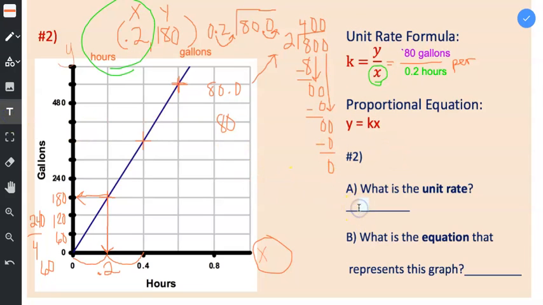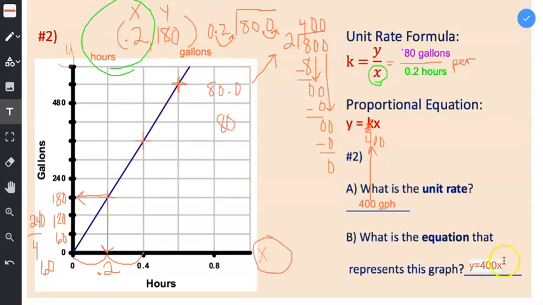So I come down to part A that says what is the unit rate, and I type in 900, G for gallons, P for per, and then H for hours. 900 gallons per hour. And then what is the equation? Well, to fill out the equation, we're going to take out K and replace it with what we found the unit rate to be. So instead of K, you're going to write the number 900. So instead of Y equals KX, this is going to read Y equals 900X.